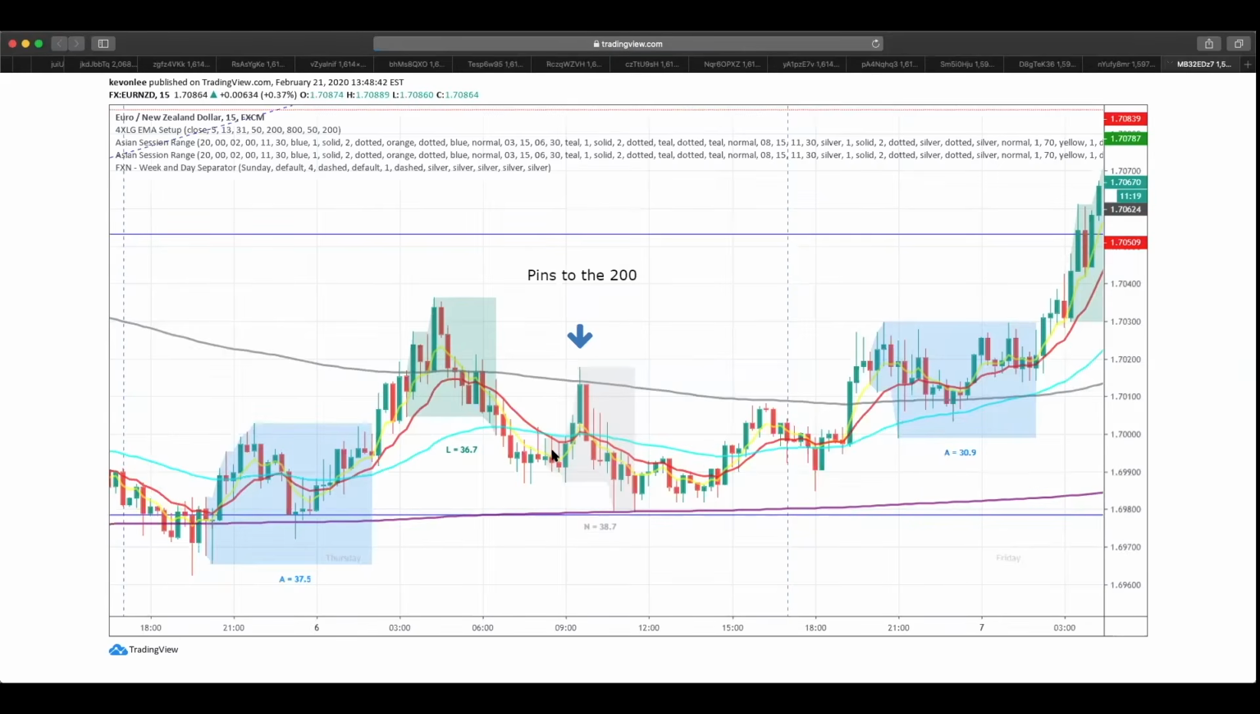All right, so pins to the 200. This is a good one, yes? Pins to the 200. You get a railroad track right here at the New York session. This whole bar here is probably like 20 pips by itself, because the entire range is 38. So just this one bar here is probably 30 pips, or no, 20 pips, I'm sorry. Because this entire range here is almost 40. So it's half of the range right there in one candle.